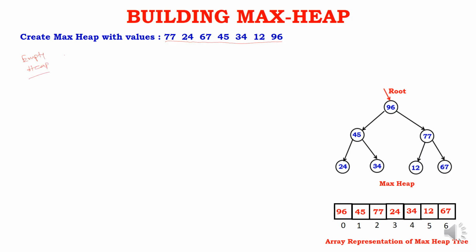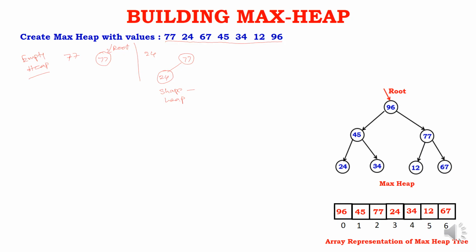Then insert 77. If you insert 77, it is the first node, so 77 becomes the root. Then insert 24. To insert 24, we create a node and add it at the end of the heap. Every time you add, you have to check whether it is satisfying the shape property and heap property.